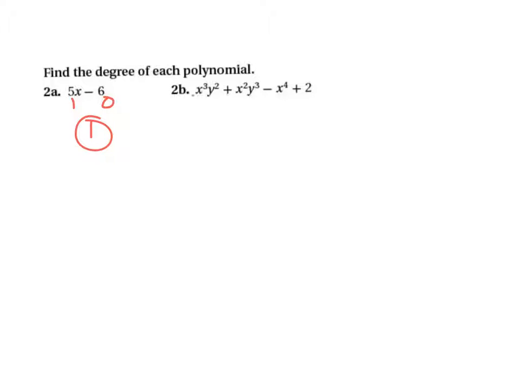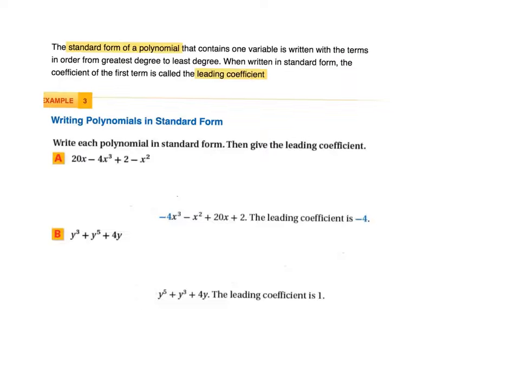And the next one we have, this first term is a degree of 5. Next term is a degree of 5 because I'm adding the 2 and 3. Second to last term has a degree of 4, and the last one has a degree of 0. And so the highest degree here is 5. So that's the degree of the polynomial.